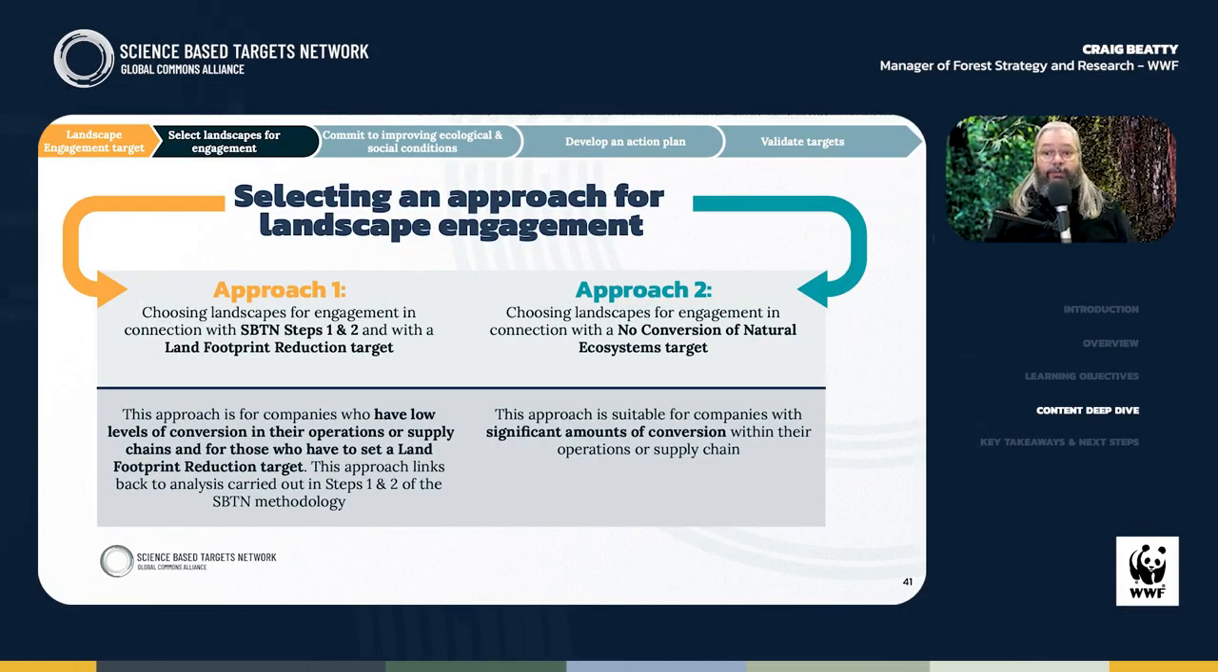Companies can choose between 2 main approaches for prioritizing landscapes. Through Approach 1, companies select landscapes for engagement in connection with the SBTN Step 1 and 2, and in connection with the land footprint reduction target. This approach is more suitable for companies who have low levels of conversion in their operations or supply chains, and for those who have set a land footprint reduction target. Companies with significant amounts of conversion within their operations and supply chains are recommended to select landscape for engagement using Approach 2.